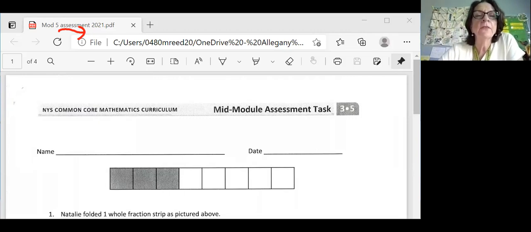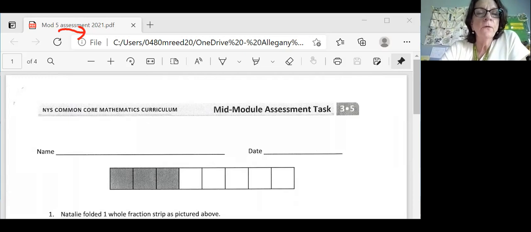Okay, let's look at number 3. Number 3 says draw 2 rectangles the same size. Each rectangle represents 1 whole. Partition each rectangle into 3 equal parts. Shade and label a fraction greater than 1 whole. What fraction did you shade? So in addition to shading the fraction greater than 1 whole on your 2 rectangles, you want to make sure you write the fraction you shaded.